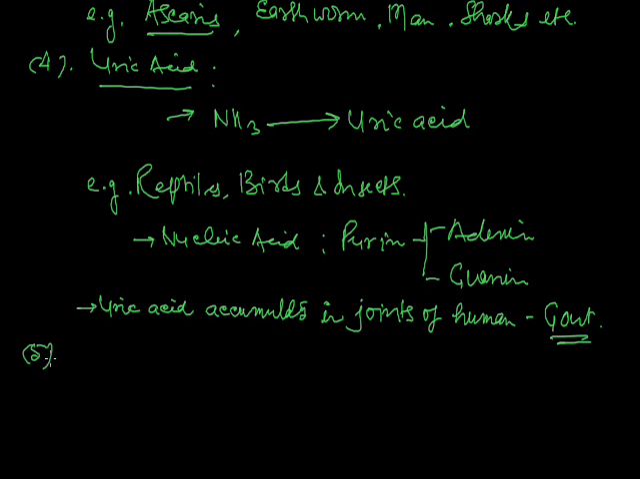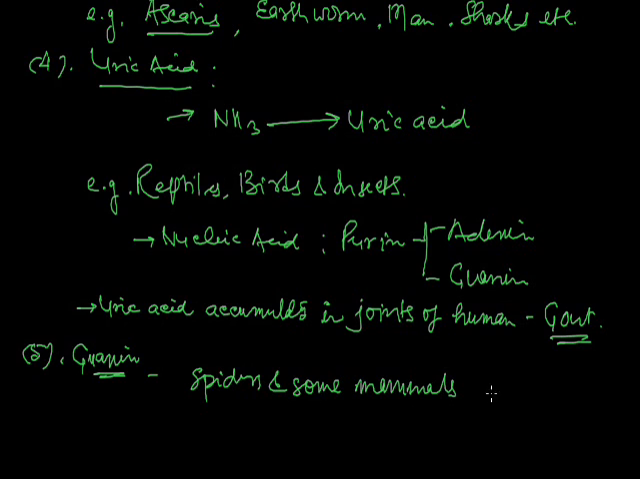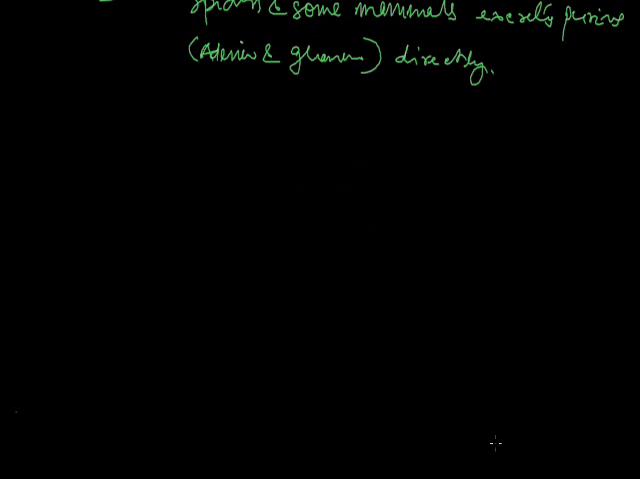The next excretory waste product is known as guanine. Spiders and some mammals excrete purines, for example, adenine and guanine.